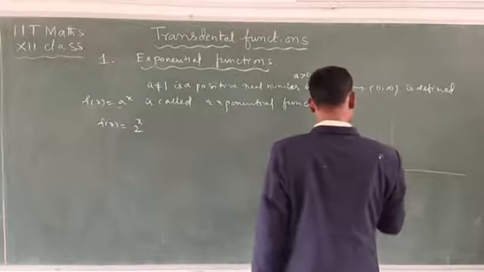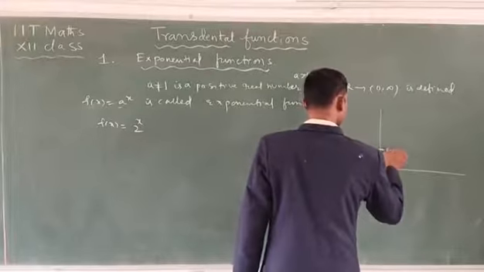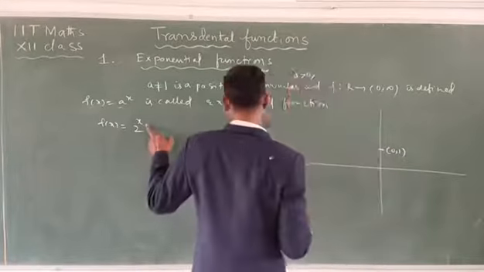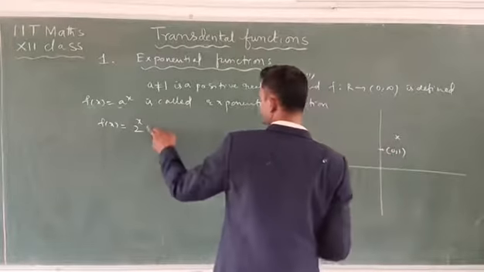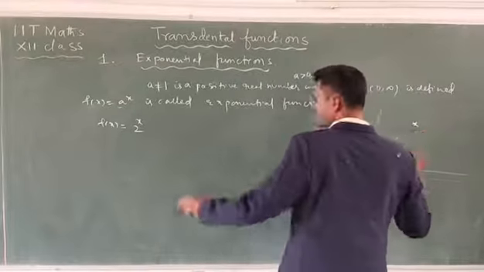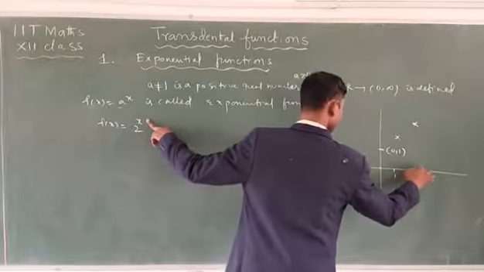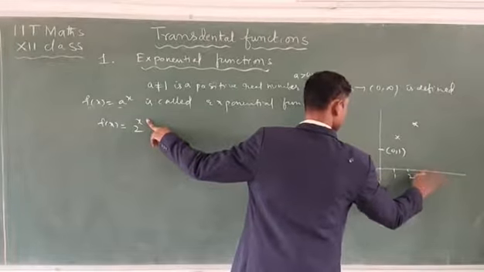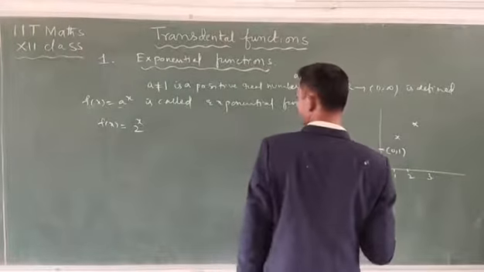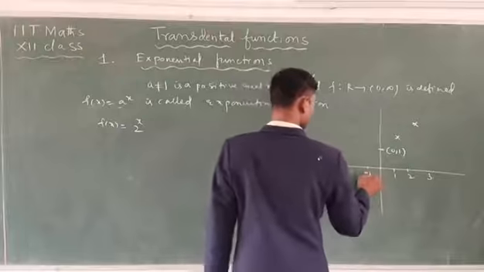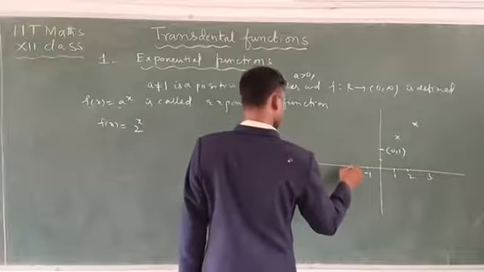Here y is equal to 2 power 0. 2 power 0 is equal to 1, so this point is (0, 1), and 2 power 1 is equal to 2, so this is (1, 2). 2 squared is equal to 4, and 2 cube is 8. 2 power minus 1 is equal to 1 by 2, and 2 power minus 2 is equal to 0.25.